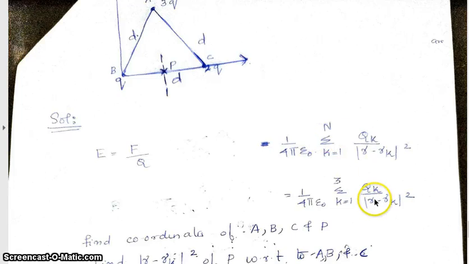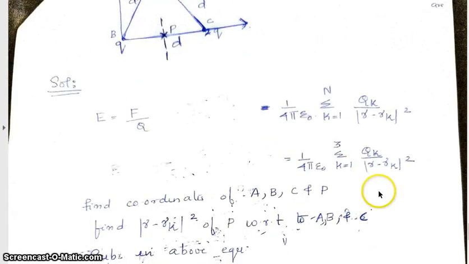So what is r? r is the position vector of P and rk will be the position vector of A, B and C. So what will be the position vector of P? P is exactly at the middle of B and C. So the coordinates of P will be D by 2, 0, right? X axis is D by 2 and y axis is 0. So the position vector is D by 2 ax plus 0 ay. So here you can substitute D by 2 ax plus 0 ay minus r1.